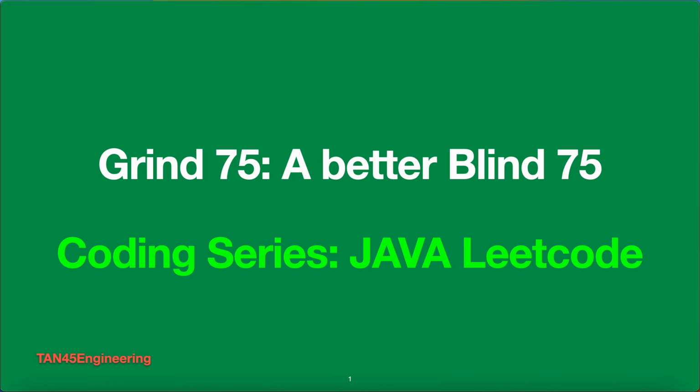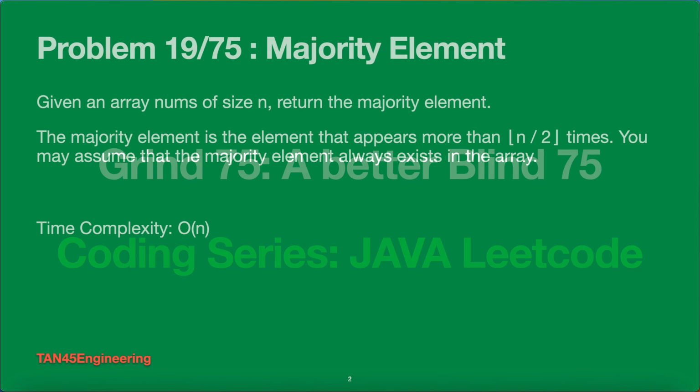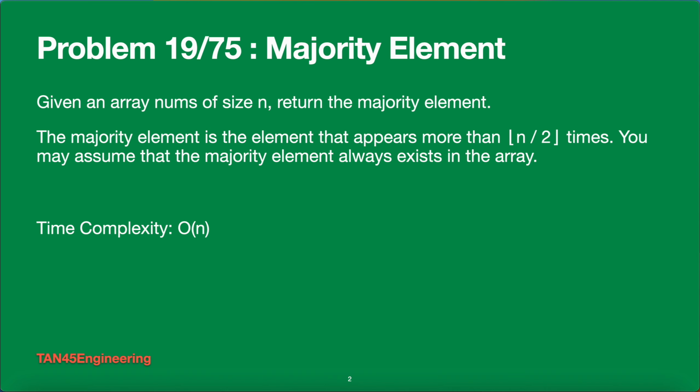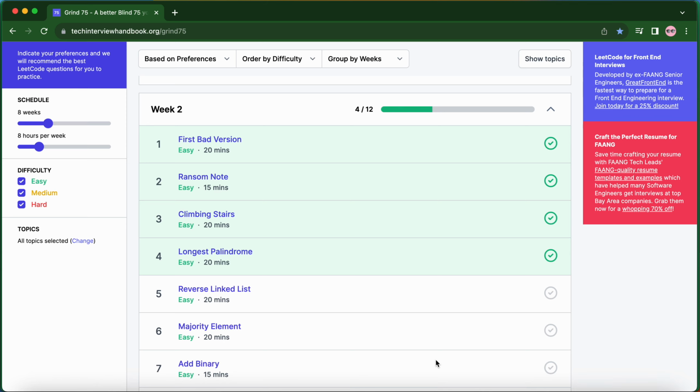Today we are here with yet another video in our Grind 75, a Better Blind 75 coding series. Today's problem statement is on majority element. We have to find a majority element from the given array. Let's jump into the problem statement and start solving.